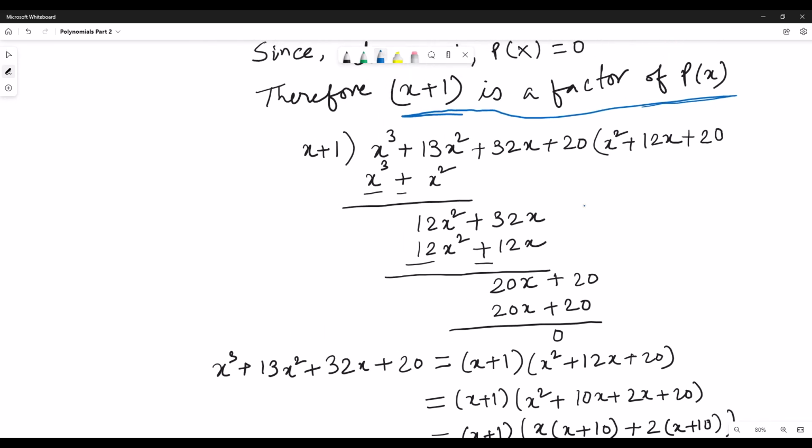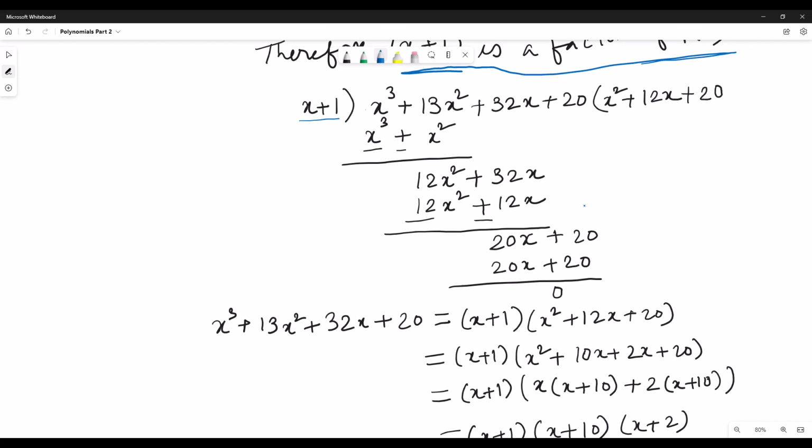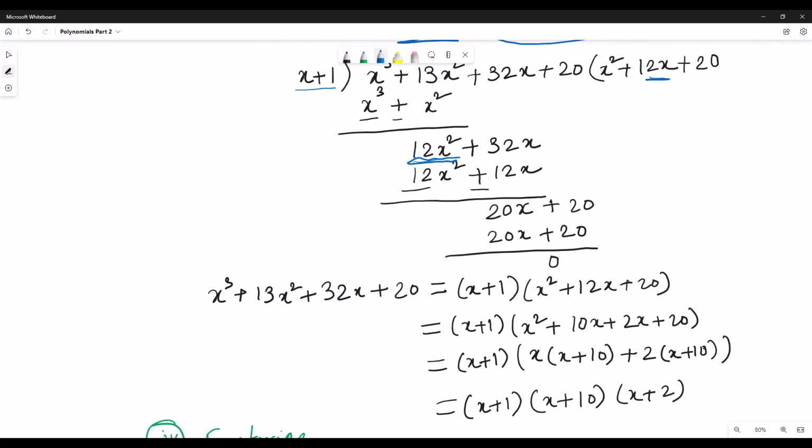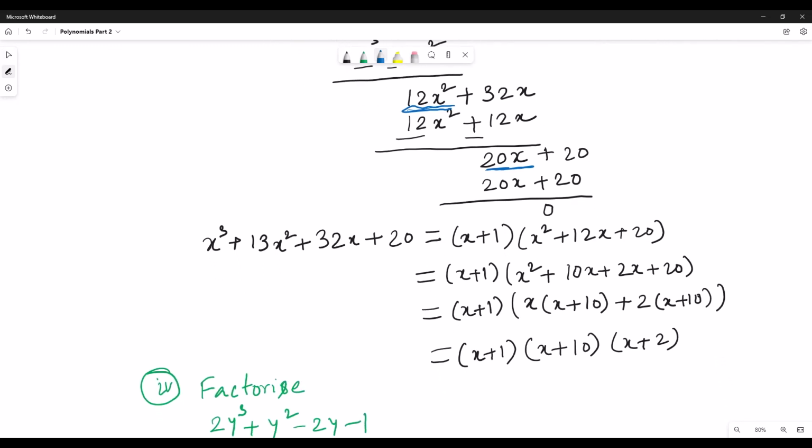So we are actually dividing this. To actually divide, you have to make the x cube term 0, so you multiply by x square. When it becomes 12x square, you have to make 12x square 0, so you multiply with 12x. Then comes 20x, and you have to make 20x 0, so you multiply with 20, so that 20 becomes 0. And we find that the remainder itself is 0. So this is divisor into quotient plus remainder.